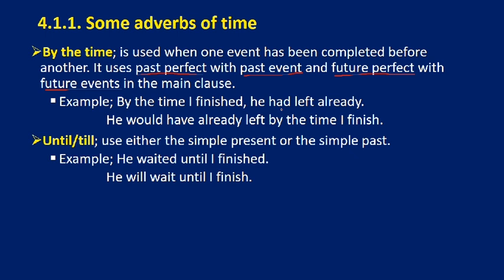By the time I finished, he had left already. So had left already የሚለው is the past perfect form. Past perfect tense መሆኑን ነው የሚያሳየን። By the time ጋር ያለው is the past simple form. So main clause ላይ we have past perfect, and the dependent clause ላይ we have a past event. ከpast event በፊት occur ያደረገ event ደግሞ we have it in the independent clause.